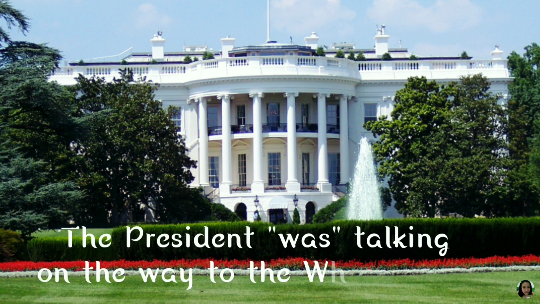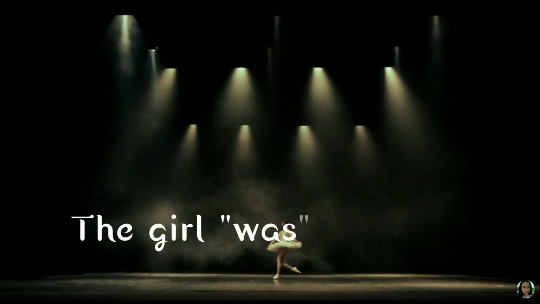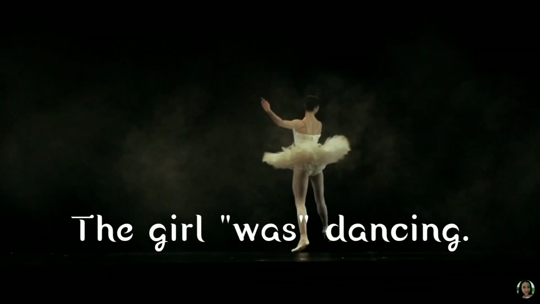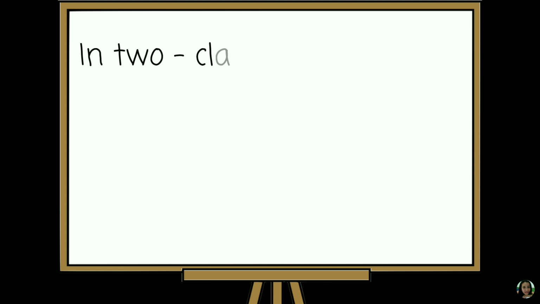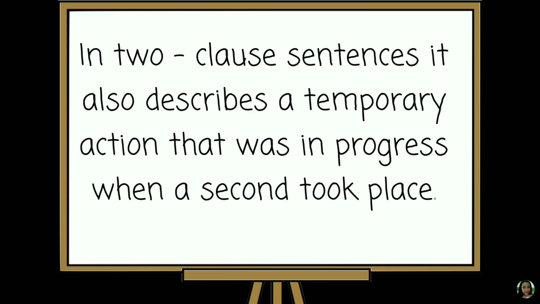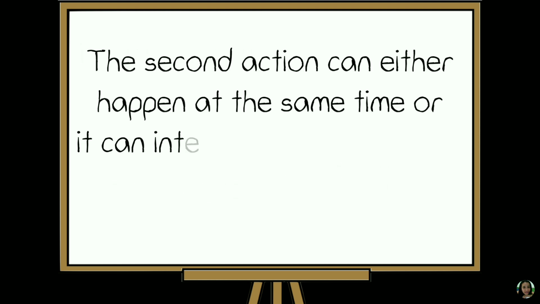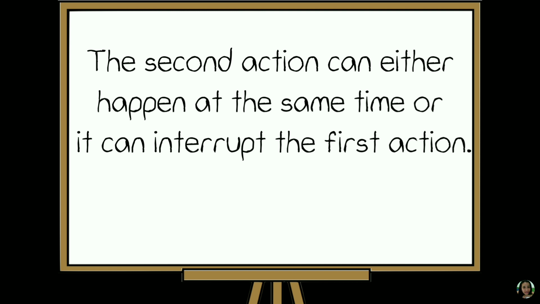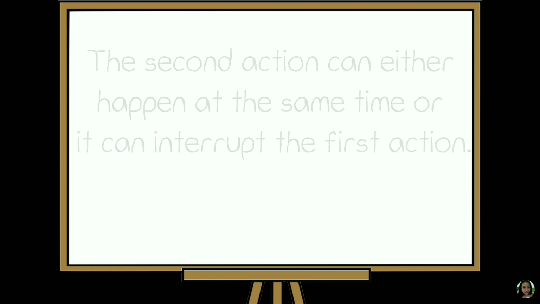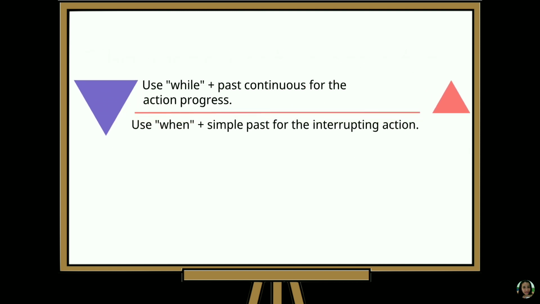Another example: the president was talking on the way to the White House. The girl was dancing. In two clause sentences, it also describes a temporary action that was in progress when a second took place. The second action can either happen at the same time or it can interrupt the first action. Use while plus past continuous for the action in progress, and use when plus simple past for the interrupting action.